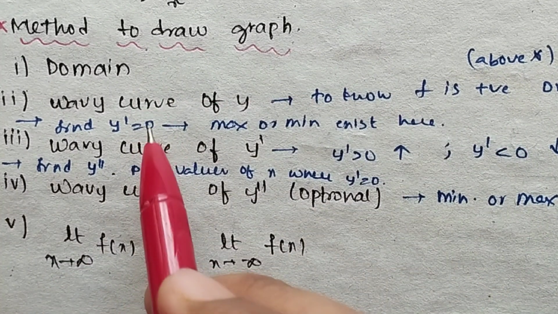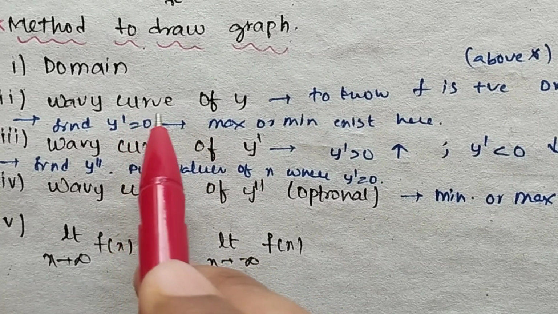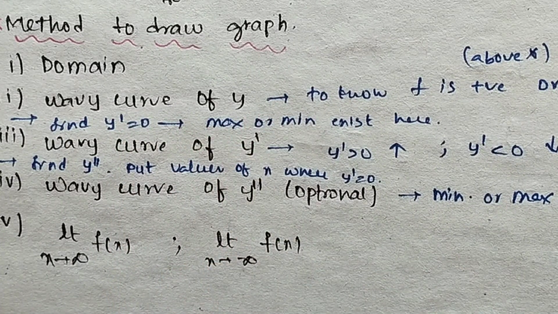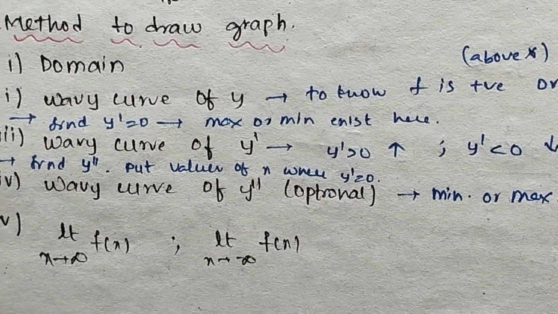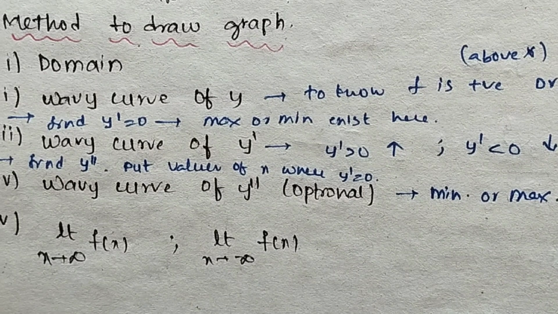Next, we have to plot the wavy curve of the function y. The wavy curve tells us about the sign of the function. So we know the values of x for which the function is positive and the values of x for which the function is negative, and also the zeros of the function.